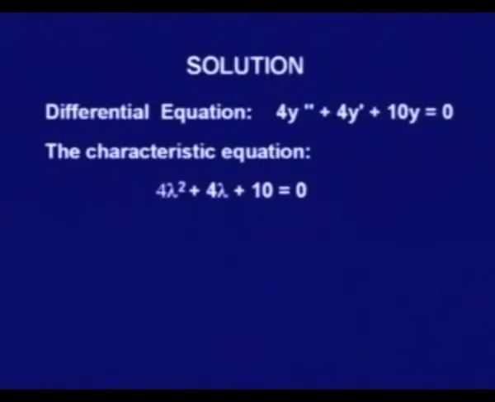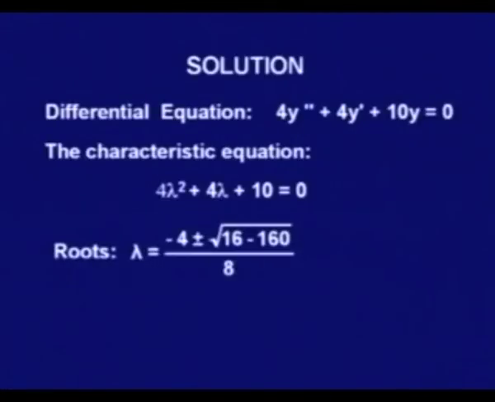You see here we are not having this in a standard form, that is, the coefficient of y double dash is not 1. The characteristic equation we write with the same coefficients as they are in the given differential equation. So, we get 4 lambda square plus 4 lambda plus 10. To find out its roots, let us use the formula for finding the roots, that is minus b plus minus square root of b square minus 4ac upon 2a.